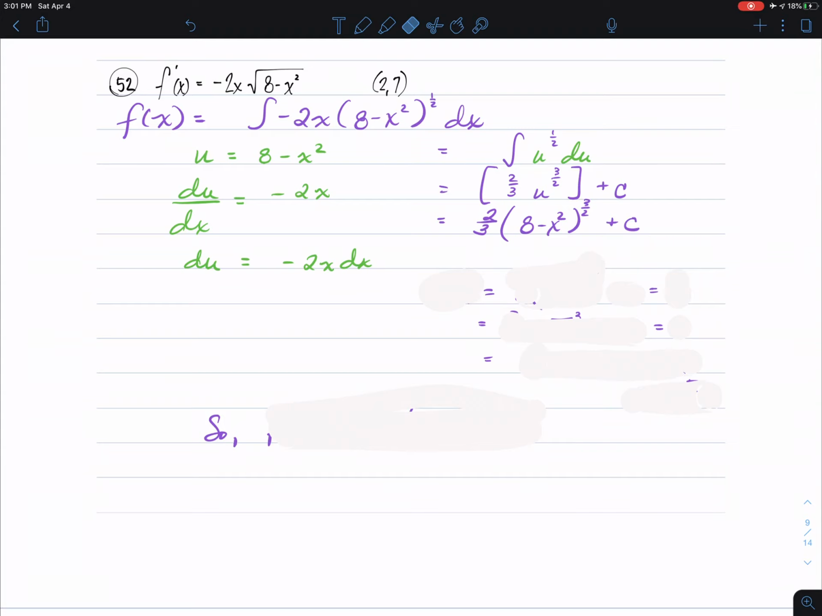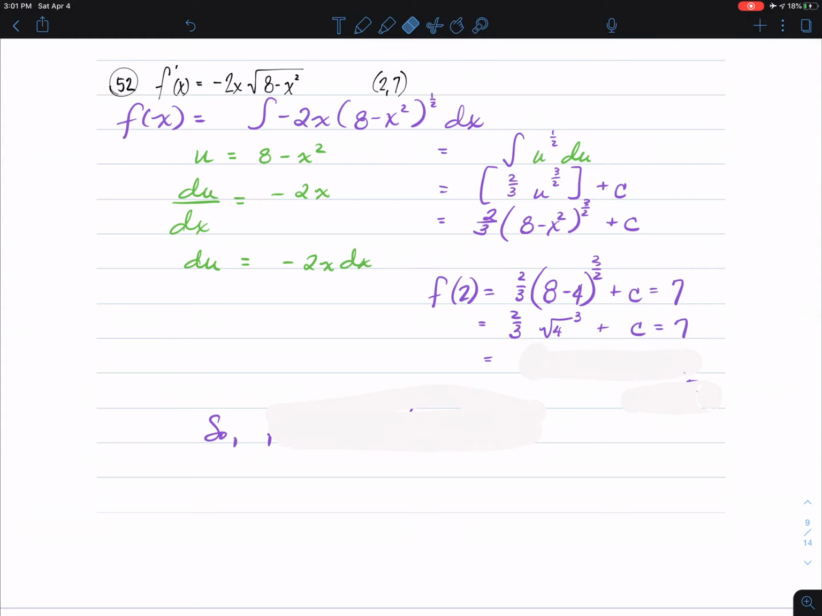This would be the end of the question if all we were asked for was the indefinite integral. But we're actually asked for the original function f of x. So let's take it a step further, and we're going to use this coordinate to help us out. X value 2, y value 7. So we want to find f of 2. So let's go plug in a 2 for all of the x values plus c, and that's going to equal the y value of 7.